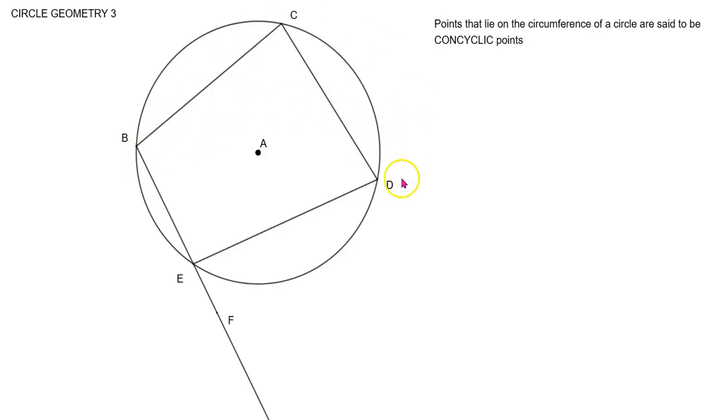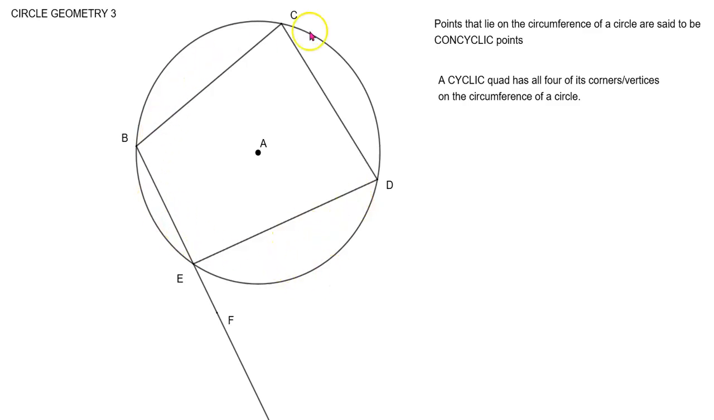Now, we've got these 4 points on the edge of the circle, and that has created a special type of quadrilateral. It's got 4 sides, so it must be a quadrilateral. And because all those corners are on the edge of the circle, we're going to call this a cyclic quadrilateral. And that's what we're going to be looking at today. We're going to be looking at features of this cyclic quadrilateral.